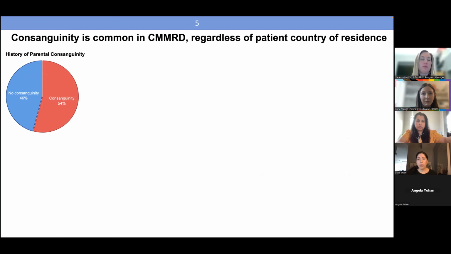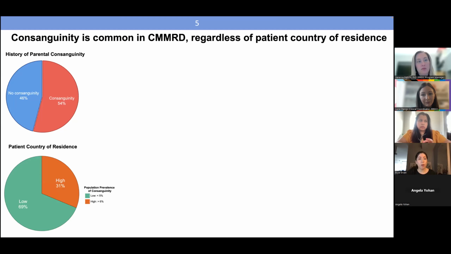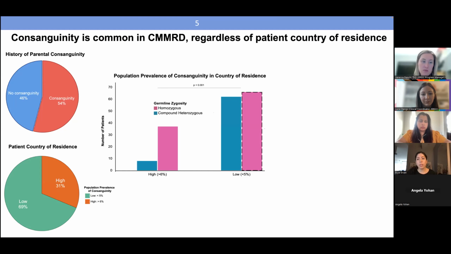So as expected in an autosomal recessive syndrome, consanguinity is also high in CMMRD. Interestingly, though, we found that most of our CMMRD patients are in countries where consanguinity is not common. Here we labeled it as low. This next figure basically highlights the same point, but in a more biological way. It uses the germline mutation of the patient in our study, which is called germline zygosity here. But the main question of these two is, why do we have so many CMMRD patients that live in countries where consanguinity is not common?